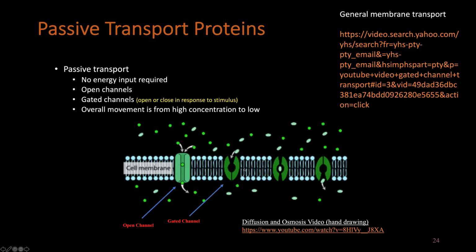In the case of a gated channel, you look at the pale green balls, a gated channel will open on one side of the membrane in response to some stimulus, and then it will close and open on the other side of the membrane, again in response to a stimulus. But again, the concentration is going from high to low. The concentration of pale green balls is high on the outside, low on the inside. So the balls are moving from high to low through this gated channel.